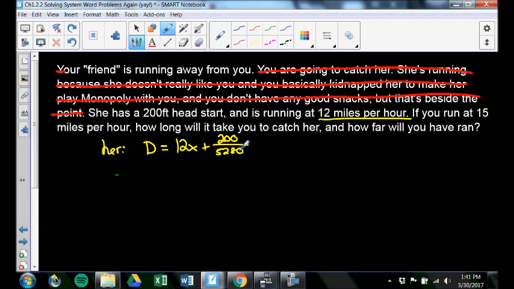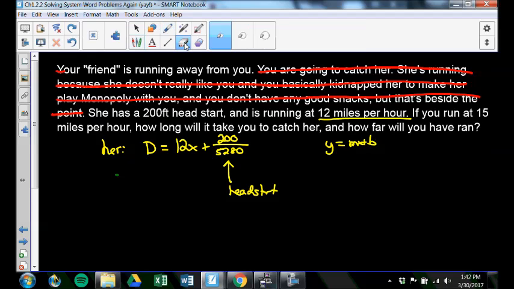That is her head start. This number right here represents her head start, how far ahead she is. It's the y-intercept in y equals mx plus b. Her slope is 12. Her b is 200 over 5,280. And we can use that to find her distance.